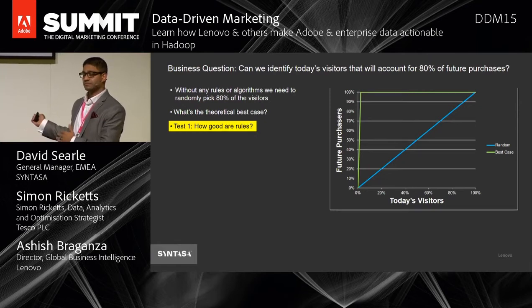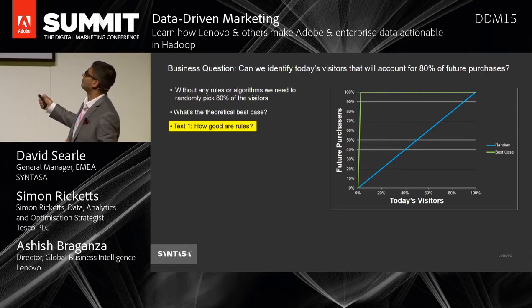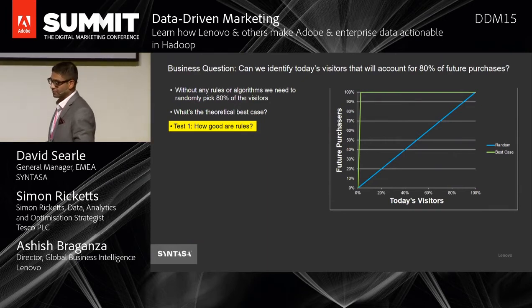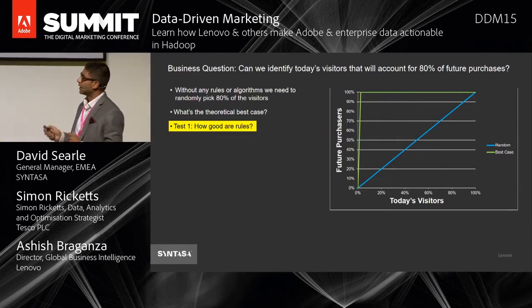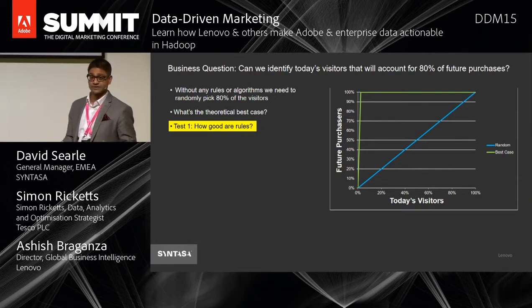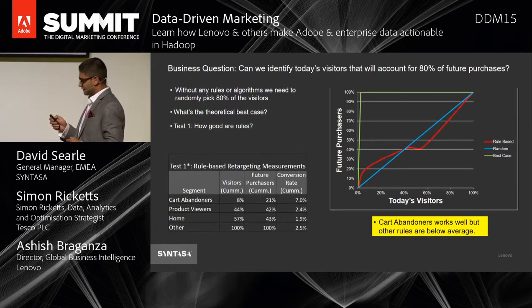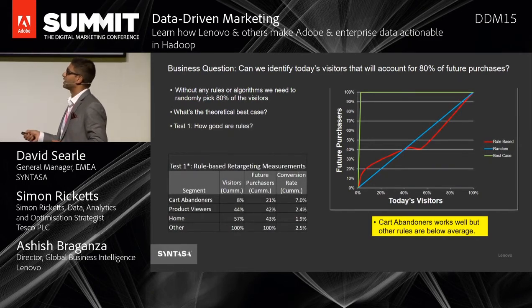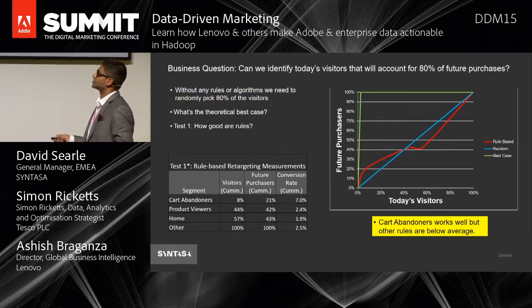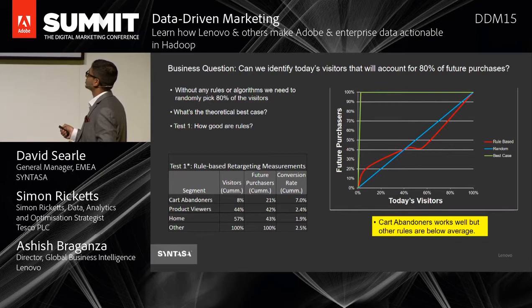Now I'm going to overlay, since I've defined my lower limit and my upper limit in terms of the problem, the rules that we have in market today. From a rules-based perspective, we have these rules, for example cart abandoners, product viewers, homepage, and others, which is everyone. Cart abandoners: what this says is that for 8% of the population of today's visitors, we can predict we get to 21% of future purchases. So cart abandoners is doing pretty well.